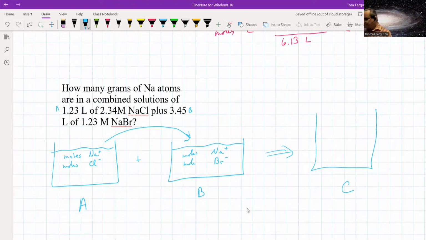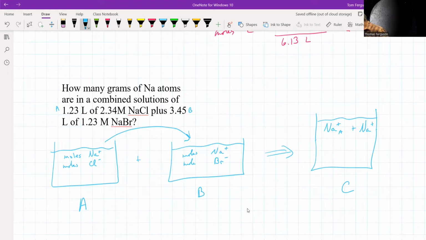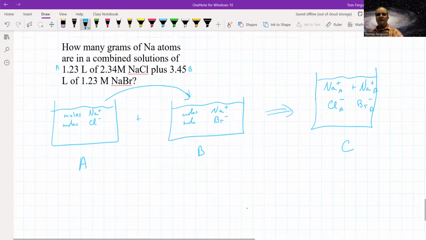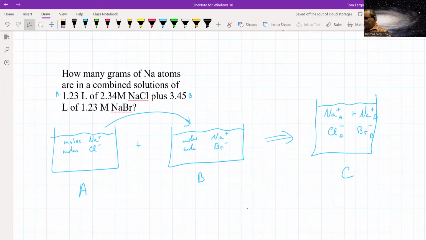Okay, so we have sodium ions from solution A plus sodium ions from solution B, right? Plus chloride ions from A, bromide ions from B. So how are we going to work this? How can we get moles of sodium from sodium chloride?